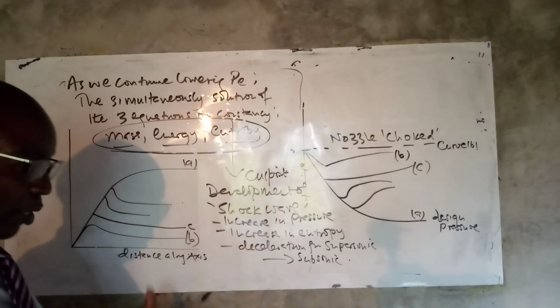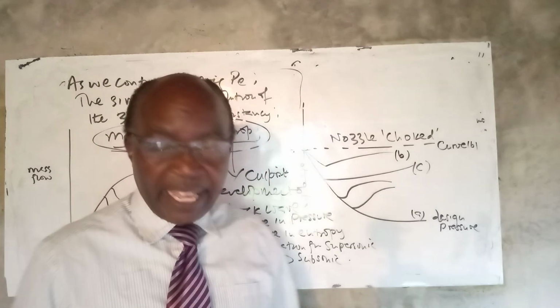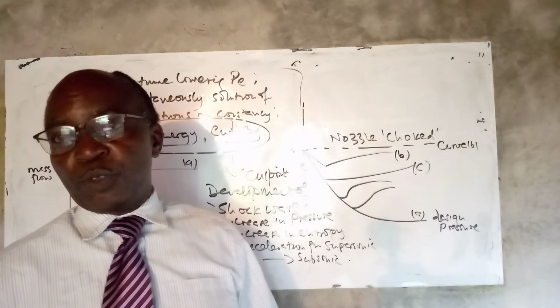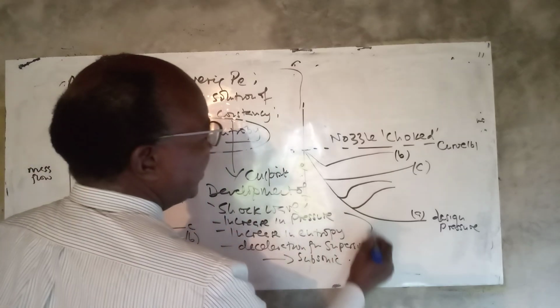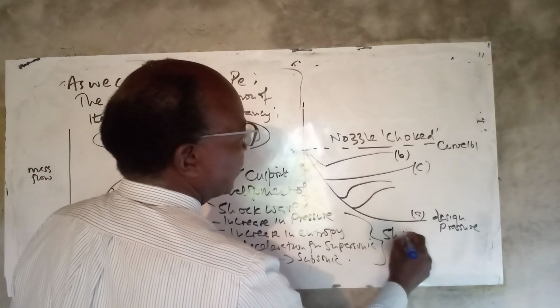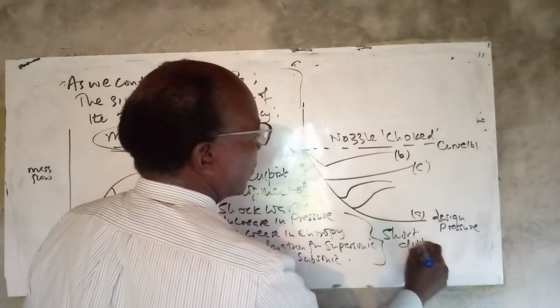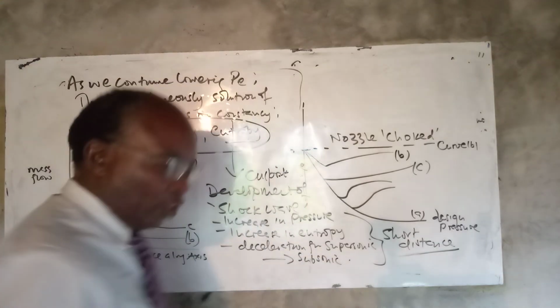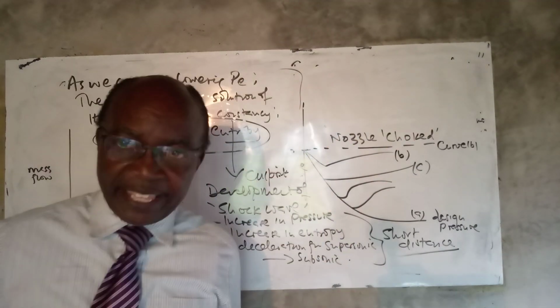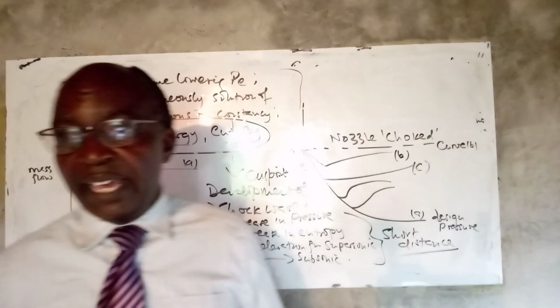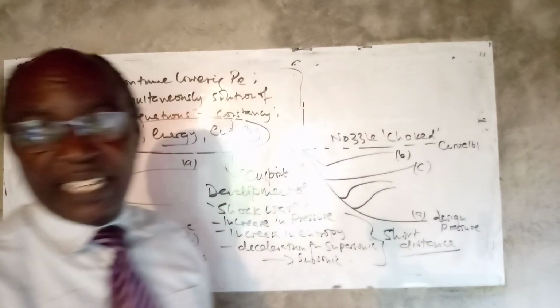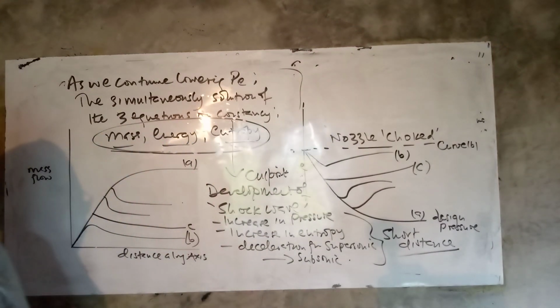isentropic diffusion. Now, as the flow continues, because this shock wave is just of a short distance, it will quickly join the flow in the divergent duct, and of course it will be dissipated there.